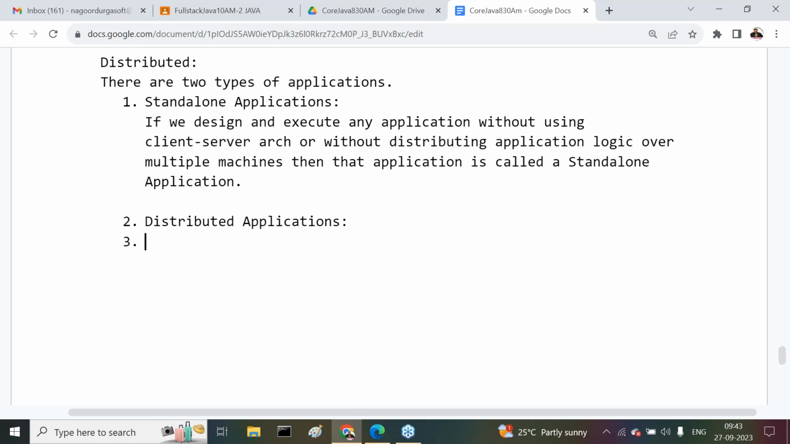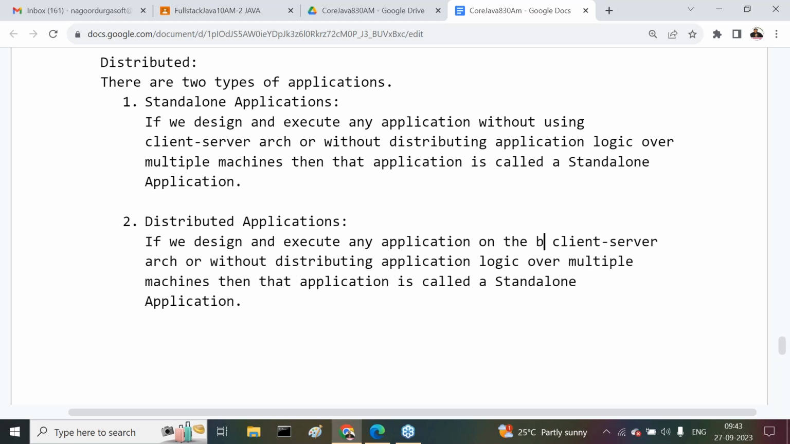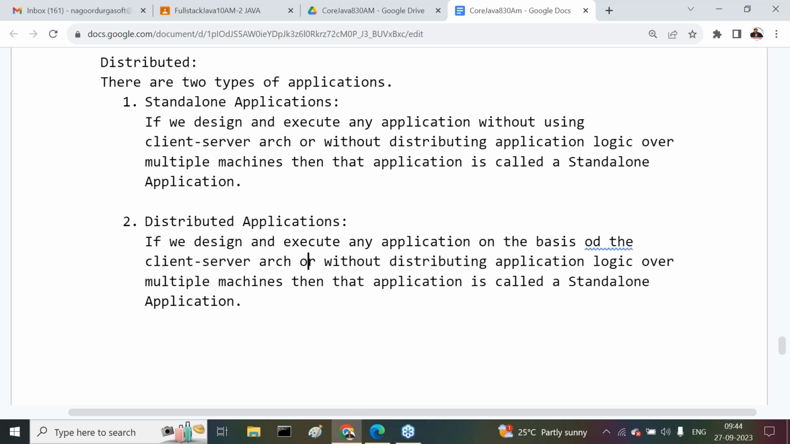Similarly, what is the meaning of distributed application here? Quite opposite of standalone application. If we design and execute any application on the basis of the client server architecture, or by distributing application logic over multiple machines, then that application is called a distributed application. Right. This is exactly the meaning of standalone application, and the other one is distributed application.